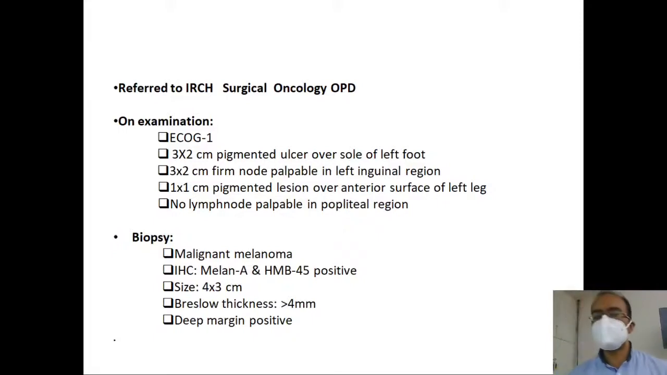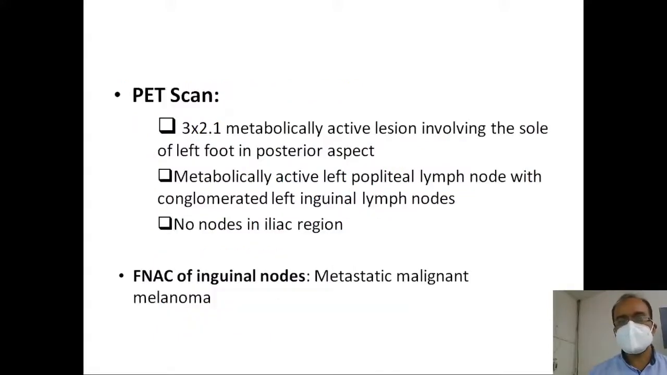The biopsy, which was done outside, reviewed here, suggested malignant melanoma, and on IHC, it was positive for Melan-A and HMB45. The size of the tumor was 4 into 3 centimeter with more than 4 mm Breslow thickness, and it was a margin positive resection. On PET scan, the size of the tumor was 3 into 2.1 centimeter with a metabolically active left popliteal lymph node with a conglomerated lymph node mass in the inguinal region. He did not have any nodes in the axillary region. So FNAC was done from the inguinal region. It suggested metastatic malignant melanoma.